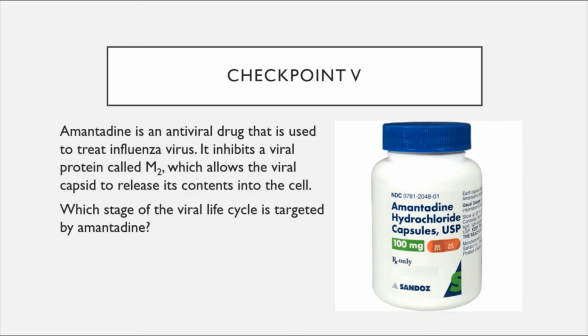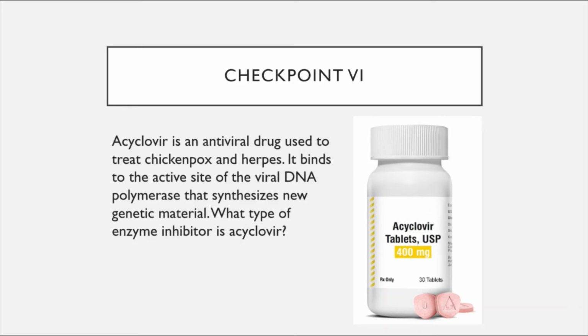Here's another drug that you may or may not have heard of, which is also used to treat the flu. The way that amantadine works is by inhibiting a viral protein on the flu called M2. M2 allows the viral capsid to release its contents into the cell. So tell me, which stage of the viral life cycle of the flu is targeted and inhibited by amantadine? And this checkpoint will require you to think back to one of our previous lectures back in Unit 1.